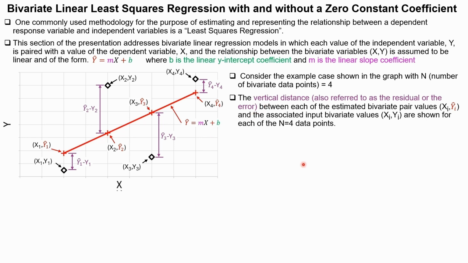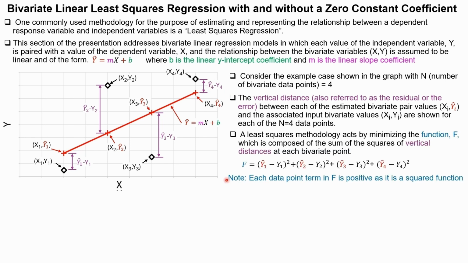Now, the residual, or the error, is the vertical distance between the estimated value using the model form of the dependent variable, here y hat 2, to the y value, that same point of the measured value. And so we can see we have four residuals. A least squares methodology looks at each of these residuals and squares it and sums them up and creates a function which is that sum.